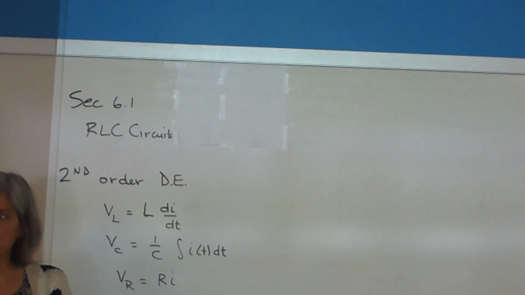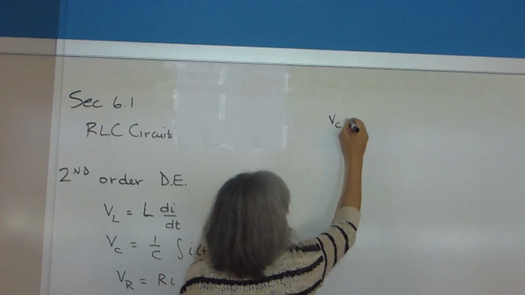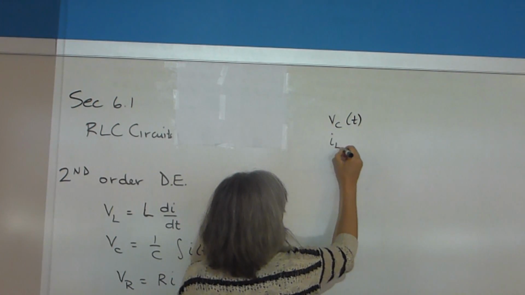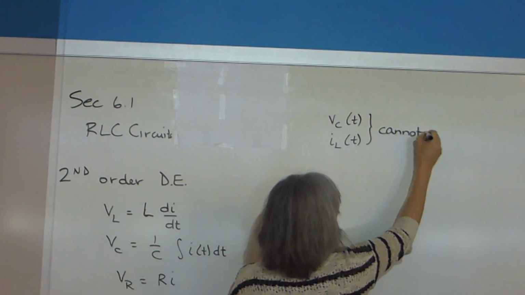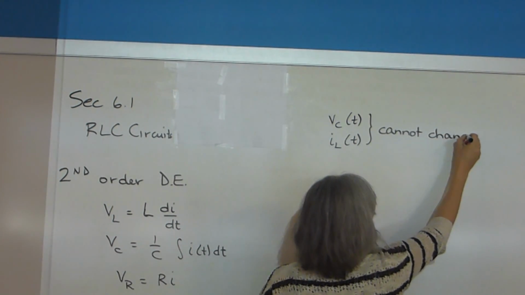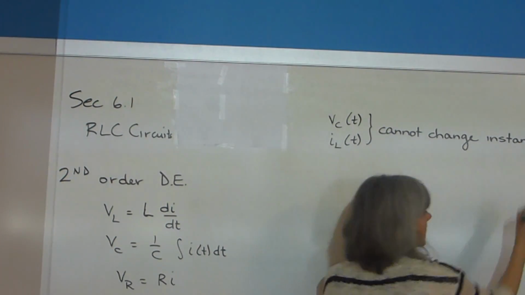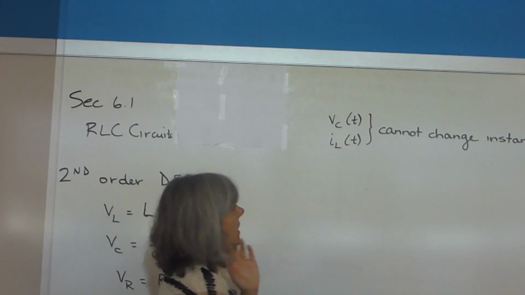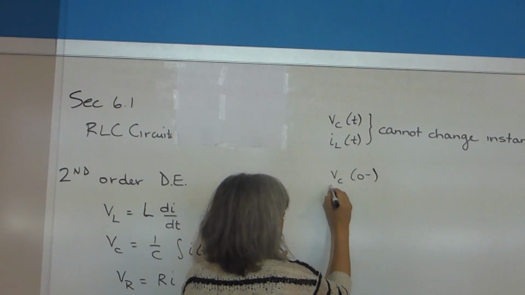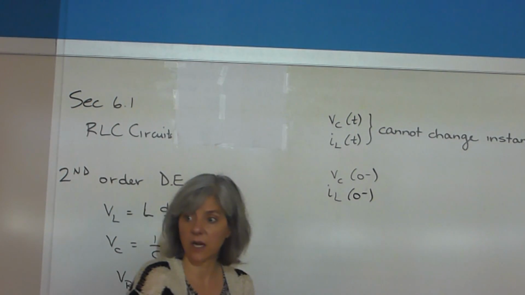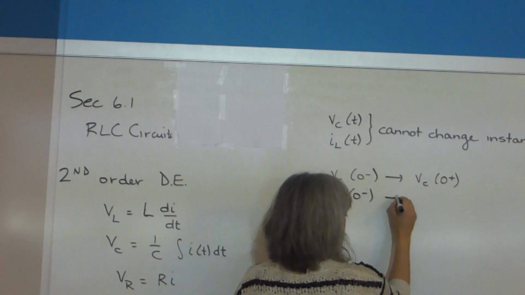But what it turns out that we're going to need to find, some things stay the same. So we still know that V sub C and I sub L cannot change instantly. That doesn't change. So we will need to find those. We're going to need to find V sub C at 0 minus and I sub L at 0 minus, and those will not change, so they're going to give us what we need at 0 plus.